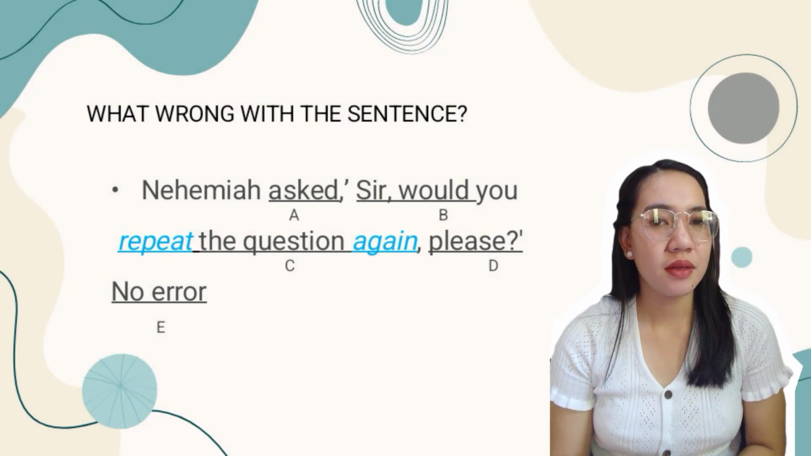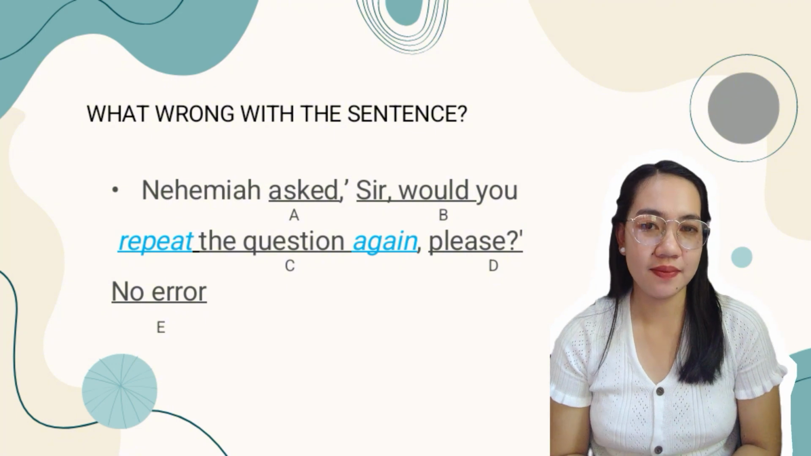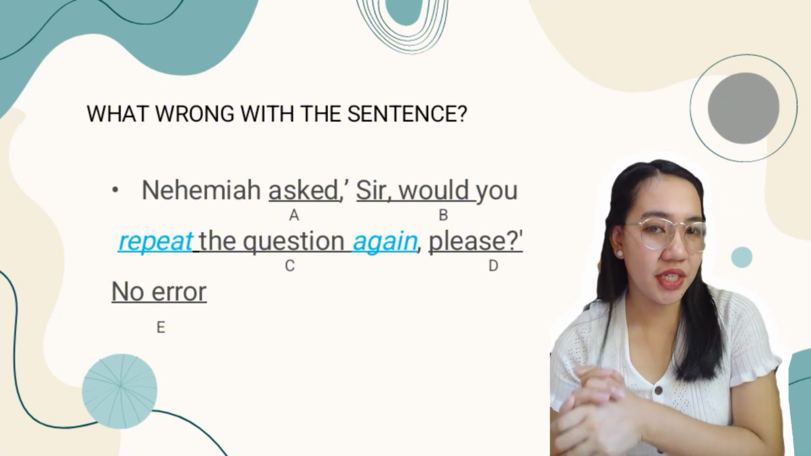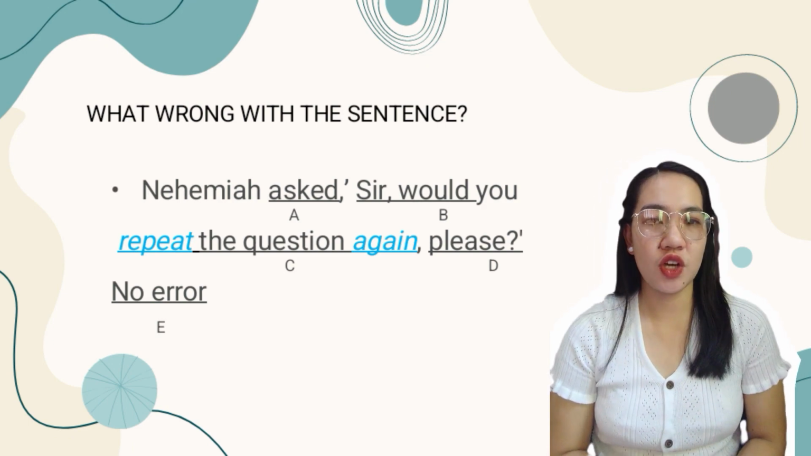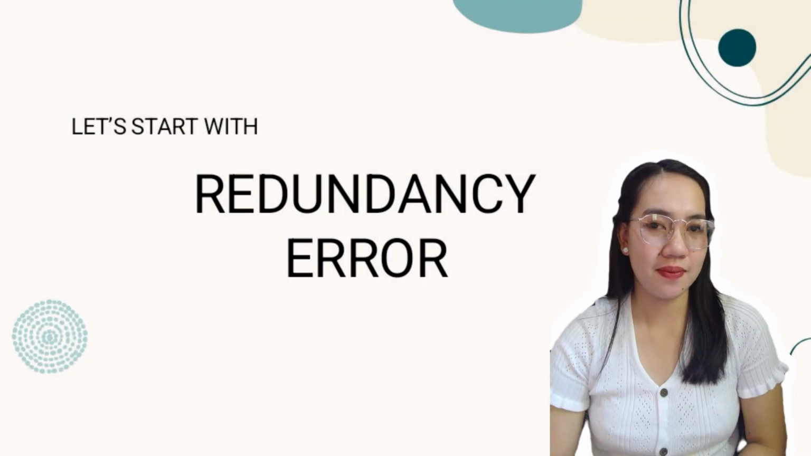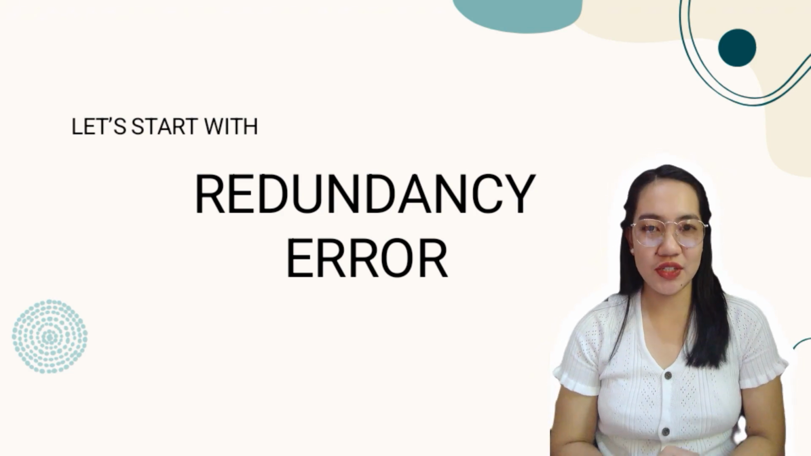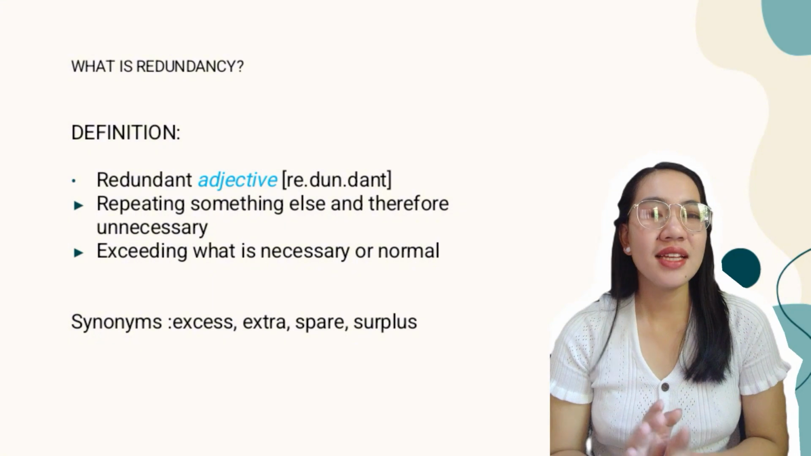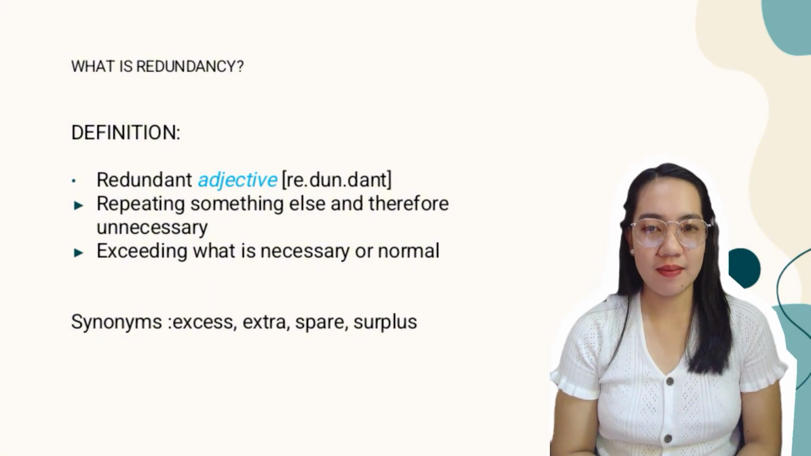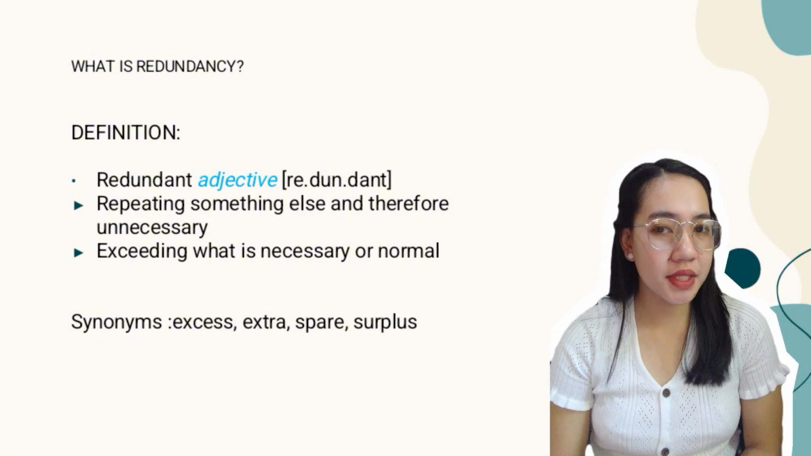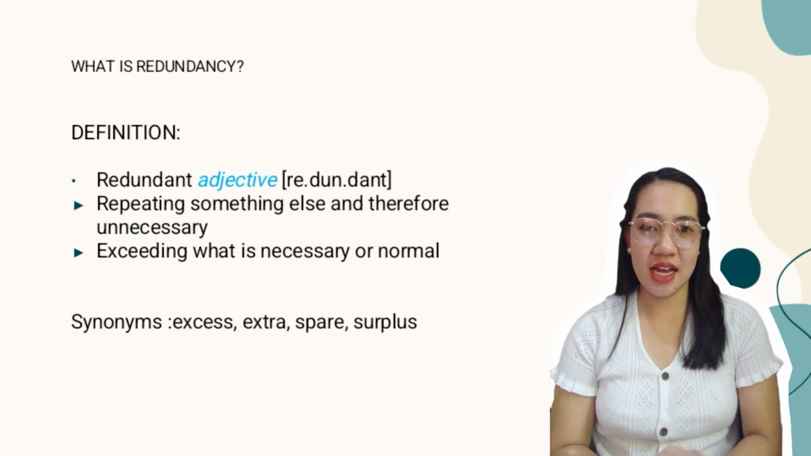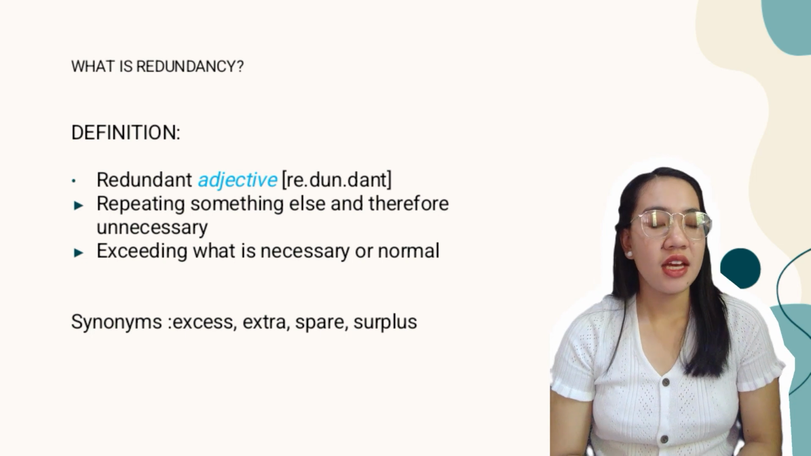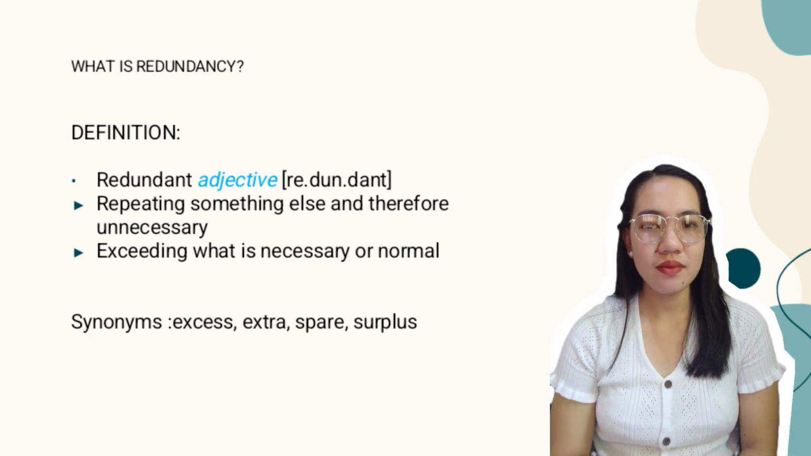The word repeat means to say something again. And when we say again, we also mean to say repeat. This is what we call a redundancy error. The question is, what is a redundancy error? Let's define the word redundant. So according to Merriam-Webster, redundant is an adjective that means repeating something else and therefore unnecessary.